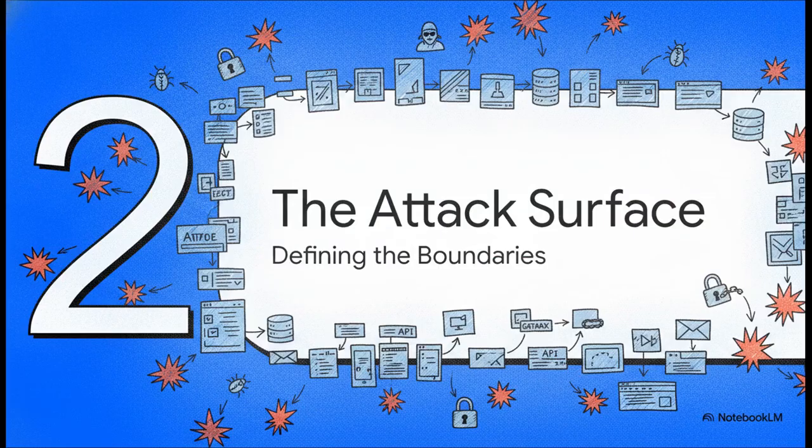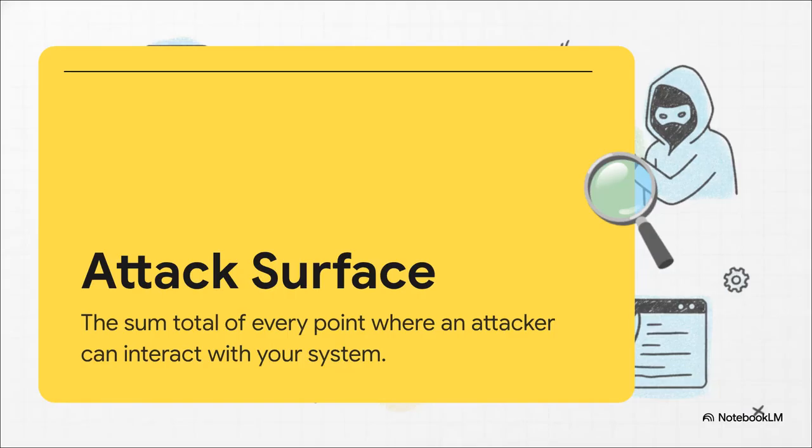Which brings us to Section 2, the attack surface, defining the boundaries. So, looking at the architectural reality of modern apps, every single new feature you add is actually upping your risk, right? Your app isn't just a login box and a search bar anymore. It's this sprawling fortress. The attack surface is literally the sum total of every single point where an attacker can poke at or interact with your system.